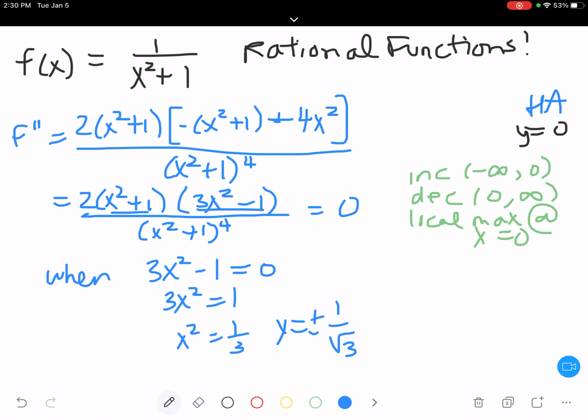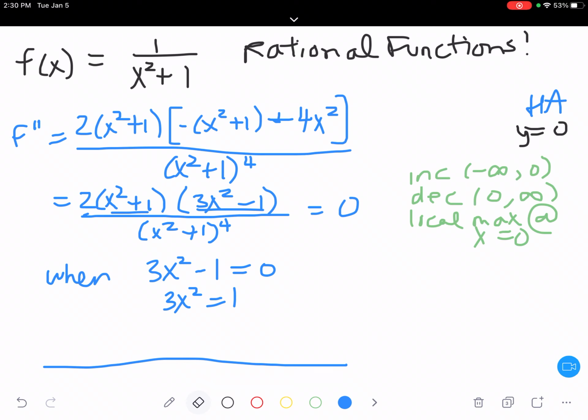And I'm going to make a sign chart out of that. Where can I do this so that I'll have room to do the rest of this? Let's see if I can shove it down here. Sorry, guys.